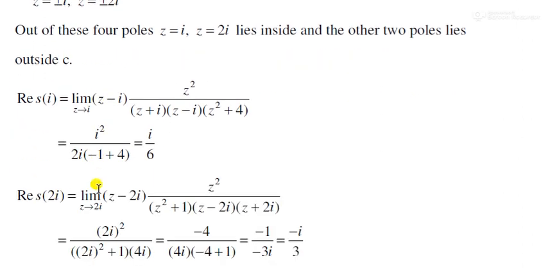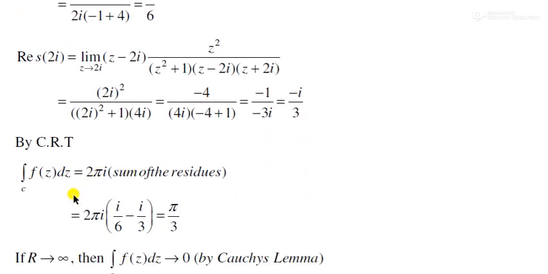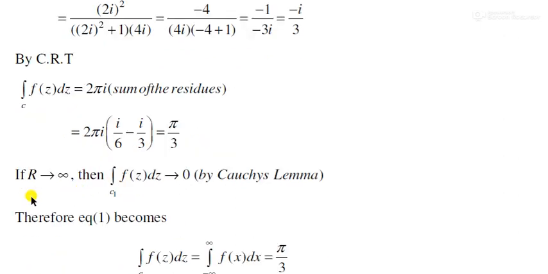Now, we are going to calculate the residue for z equal to i and z equal to 2i. So, the residue at i is i by 6 and the residue at 2i is minus i by 3. Then by Cauchy's residue theorem, the integral over C of f of z dz will be equivalent to 2 pi i times the sum of the residues. We have the values for the 2 residues. So that is 2 pi i times i by 6 minus i by 3, which gives the answer as pi by 3.